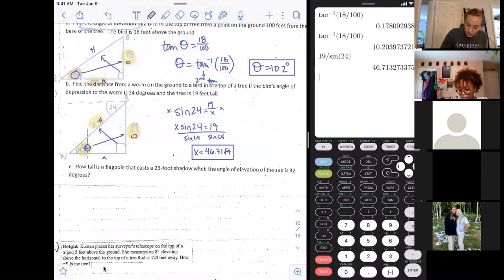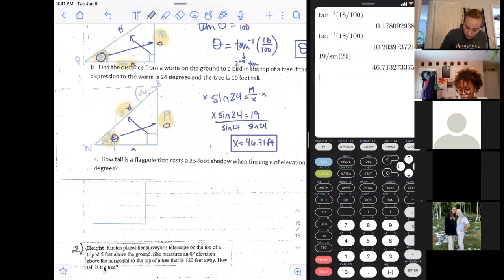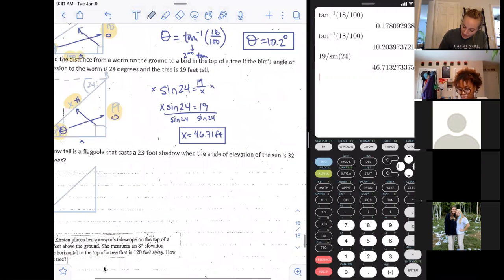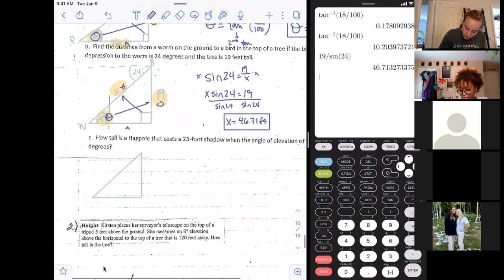It says how tall is a flagpole that casts a 23-foot shadow. If I could draw a triangle today, that'd be awesome. Okay. When the angle of elevation of the sun is 32 degrees.